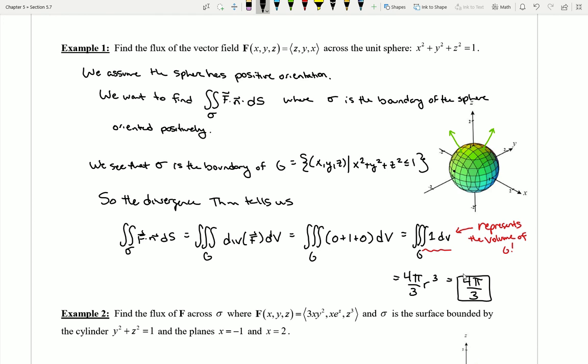And I bet if you were to take a look back at section 5.6, I believe it was example number 1, you would see that we got the exact same answer. What the divergence theorem allowed us to do was to, instead of computing this flux integral directly, compute it by first setting up this triple integral, which has the same answer. In the next video, we'll take a look at how this works with some other vector fields and other sorts of functions.